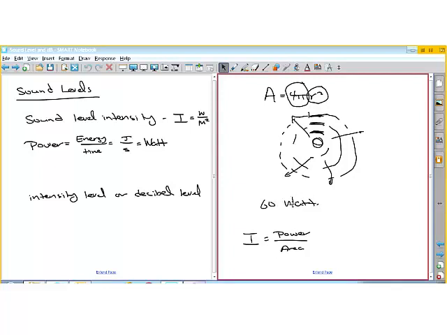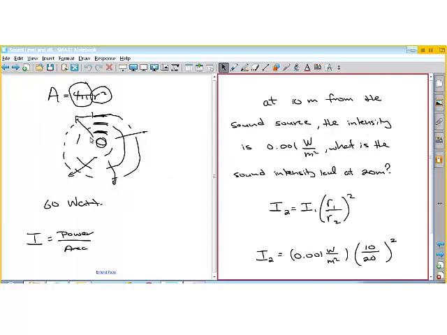So we talk about speakers or amplifiers. They have a certain power level. That's what they're generating at the source, but what we're hearing at different distances is this 60 watts divided by the corresponding surface area.